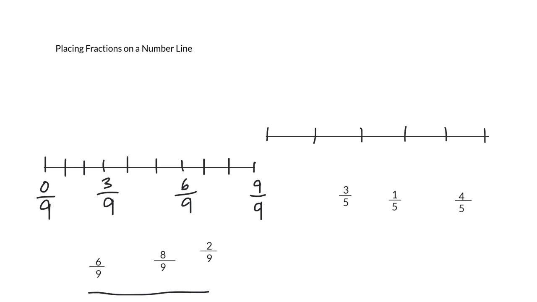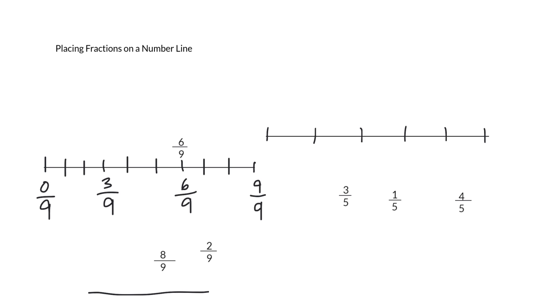Now I'm not going to label all those because I can just use those benchmarks to help me count them. What we're going to do, and you're going to do this on your practice, is take your fractions and place them on this number line. So I can already see 6 ninths goes right there. I already have that labeled.